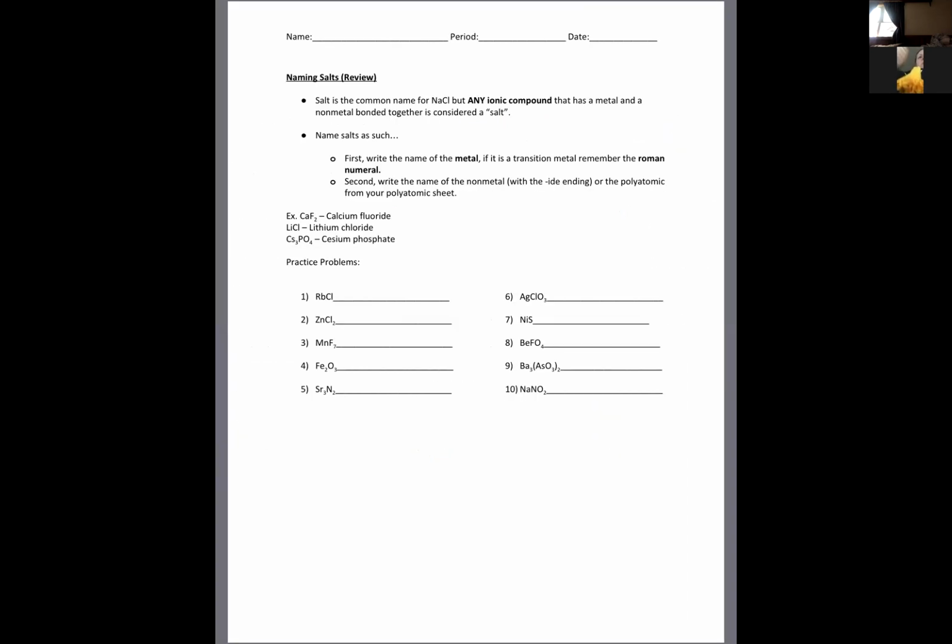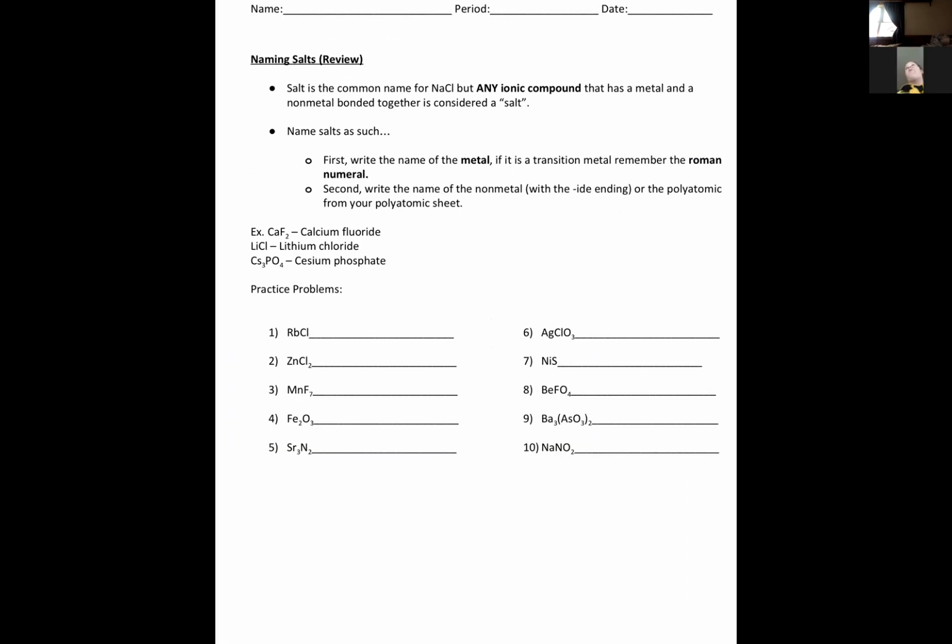Okay, so salts. Salts are actually really easy because we've already gone over what salts are, and salts are anything that has a metal and nonmetal. They're any ionic compound. So again, just like for bases, you're going to write the name of the metal first. So in all my examples, I have calcium, I just write calcium. I have lithium, I just write lithium. I have cesium, I just write cesium.